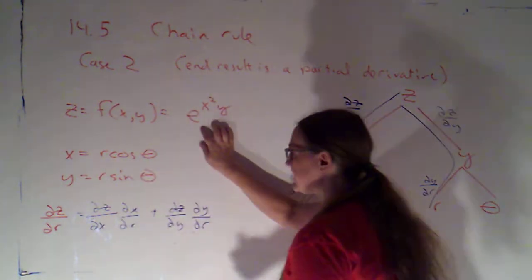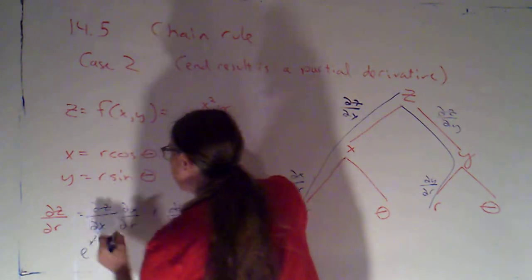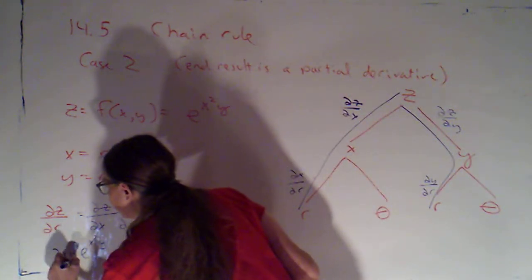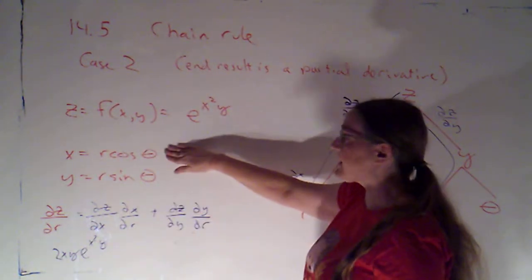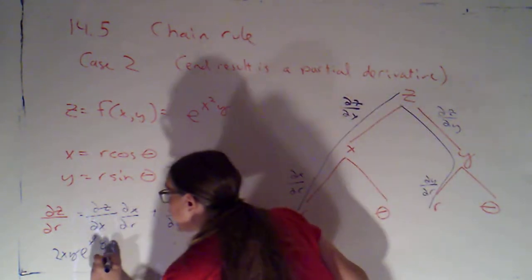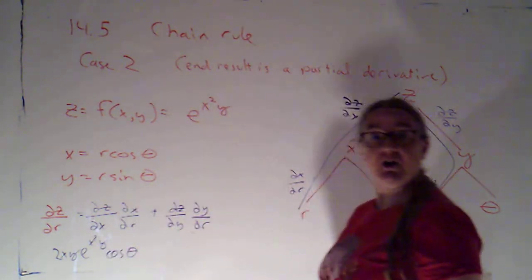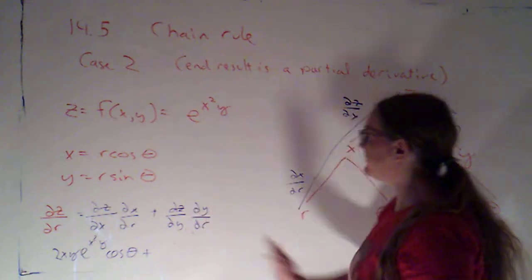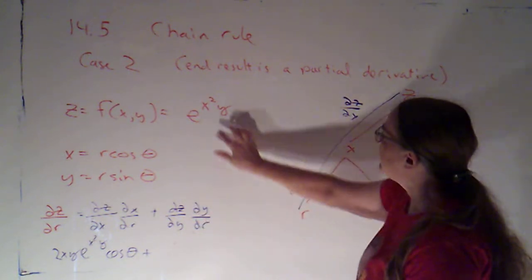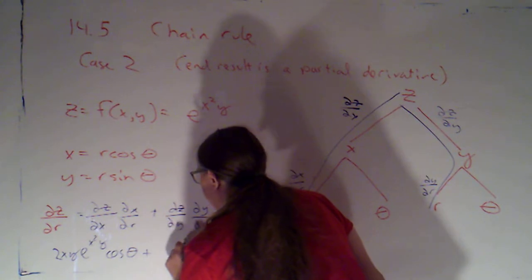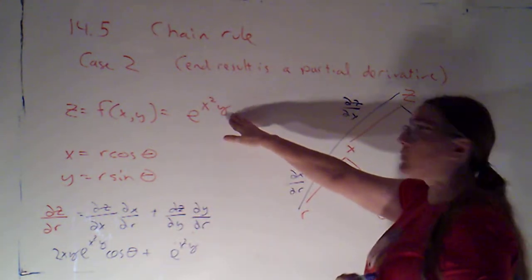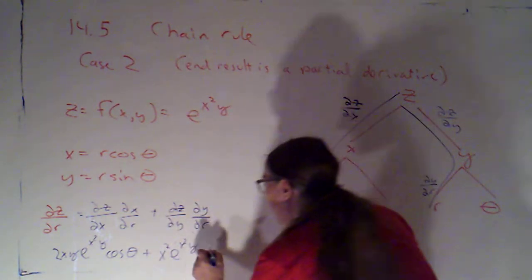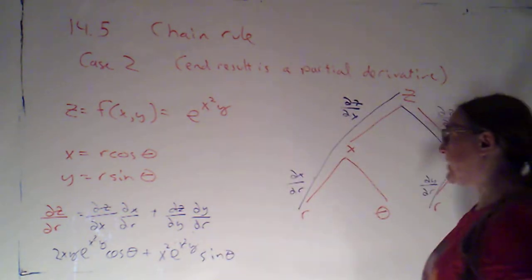So partial z with respect to x, I'm going to get e to the x squared y times the partial with respect to x of that exponent, that's going to be 2xy, which I'm going to write up front. Partial of x with respect to r, that's just going to be cosine of theta, because theta and any function of theta are constant with respect to r. Plus partial of z with respect to y, that's going to be my e to the x squared y times the partial of x squared y with respect to y, which is just x squared. And then partial of y with respect to r is sine of theta.